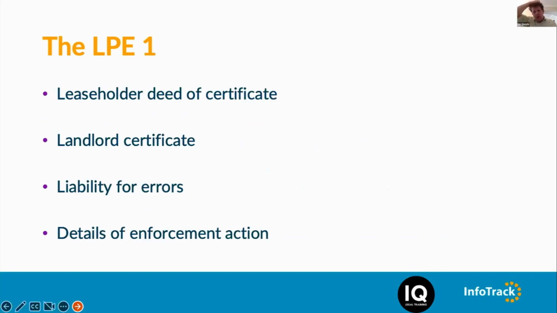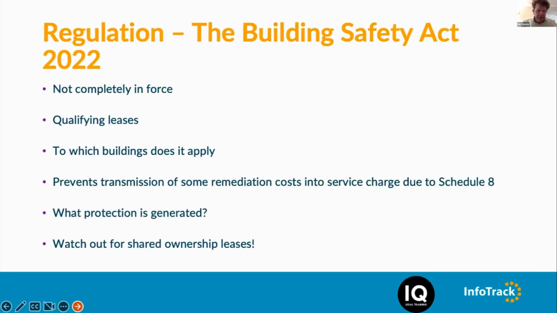The LPE1 will now include leaseholder deeds of certificate and landlord certificate, but as I say, will not generate liability for errors. I'll come to your question in a moment, Kate, if I might. So the Building Safety Act is a problem for shared ownership leases, and a problem for acting for lenders.